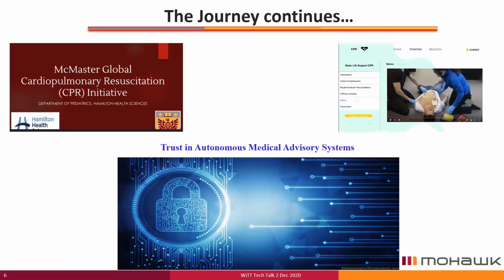Currently, while doing my PhD at McMaster, I have the opportunity to work on some really good projects, including my thesis, which is ongoing. I've been working with a content management system for CPR, Cardiopulmonary Resuscitation. This is a global initiative by McMaster, and we as a team were instrumental in developing a basic content management system for CPR. My work continues in the area of autonomous medical advisory systems, and how security, privacy, and trust apply to AI and autonomous systems, especially focusing on medical systems.